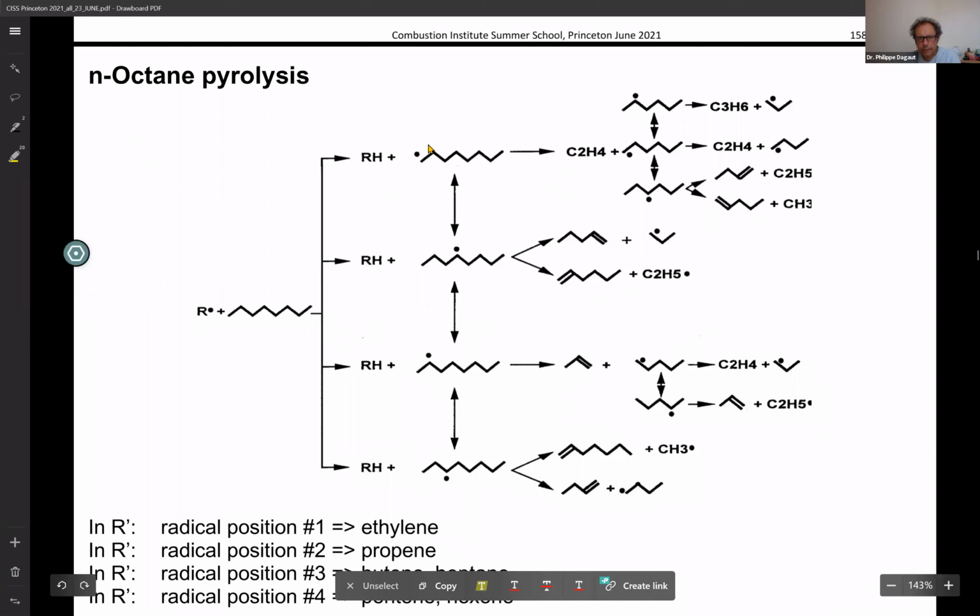So already starting from one alkyl radical from the fuel, you get a range of products here. If we go to the second radical in position 4, you can get two different olefins and two different alkyl radicals. So propyl radical and ethyl radical.